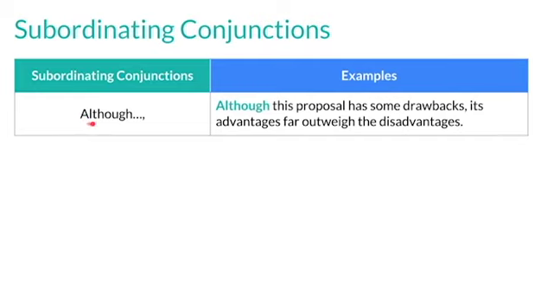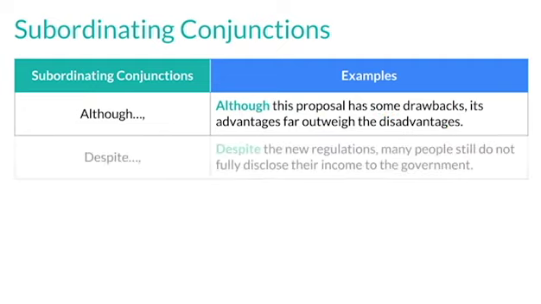We'll start with the word although. Here's our example. Although this proposal has some drawbacks, its advantages far outweigh the disadvantages. Notice that this first half is the dependent clause, and this second half is the independent clause. Next, we have the subordinating conjunction despite. Here's our example. Despite the new regulations, many people still do not fully disclose their income to the government. The first half is the dependent clause, and the second half is the independent clause.